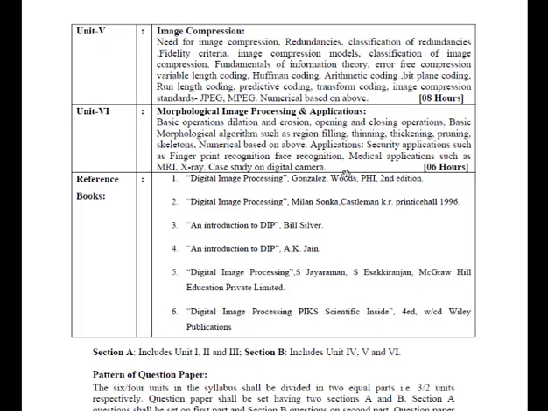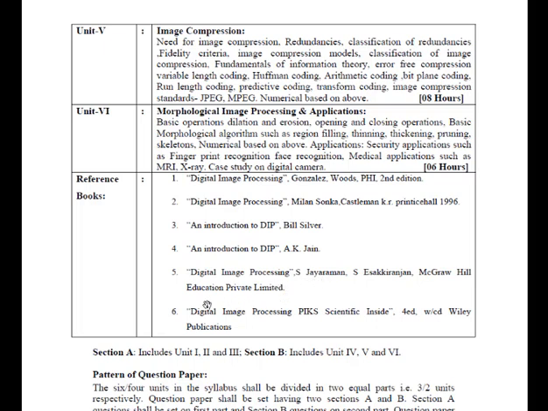Now let's see what reference books we have to see. Digital Image Processing by Gonzalez: I will suggest you this book for theory purposes. You can have a good understanding through it. All these books from serial number 1 to 5 are good for theory understanding.